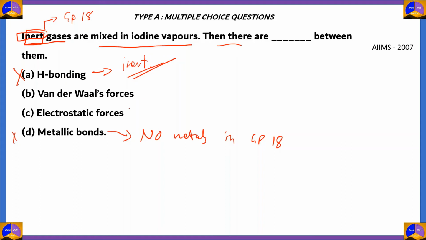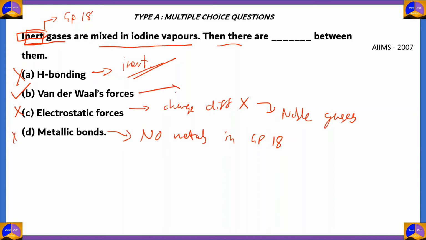Option C, electrostatic forces. Now for these forces to occur, there has to be a charge difference, which is not found in the case of noble gases because they have a stable electronic configuration, so they don't have to change. So therefore, option C becomes incorrect. The right answer is option B, van der Waals forces.